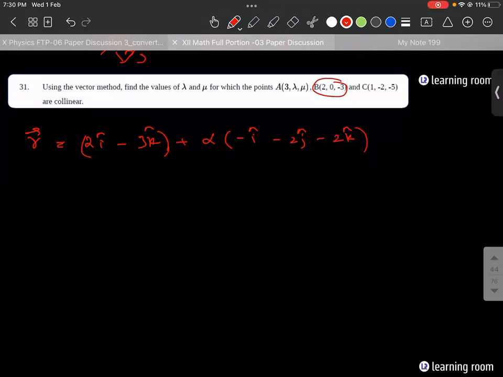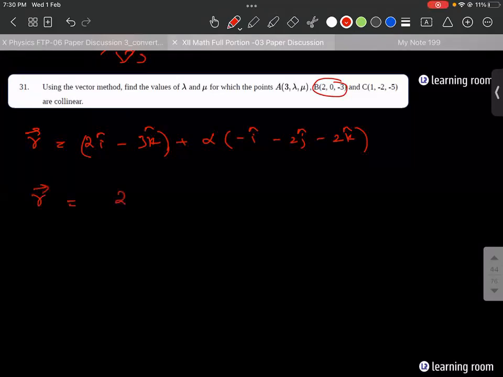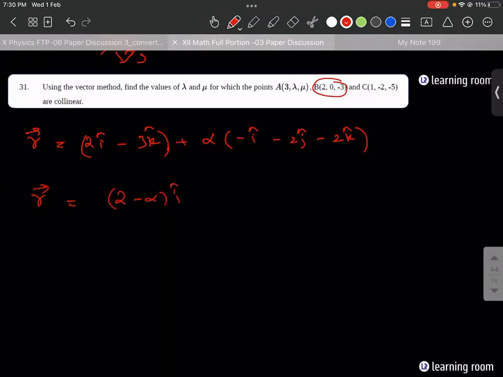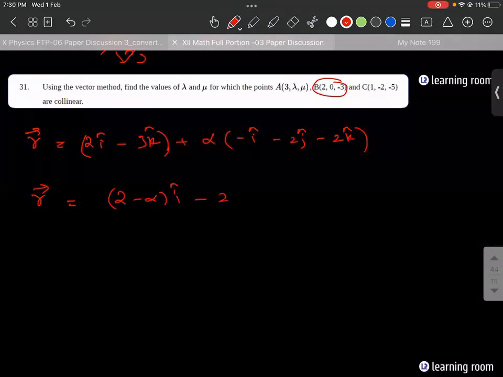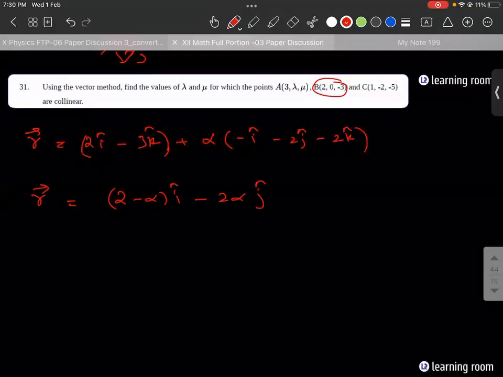I didn't write the B vector. Sir, the 2i cap minus 3k cap, that's the B vector, sir. Okay, you took all the x terms common, so 2 minus alpha into i cap, correct? Minus 2 alpha j cap, minus 3 minus 2 alpha k cap. Did you do this? Sir, I got it as 2 minus 2.